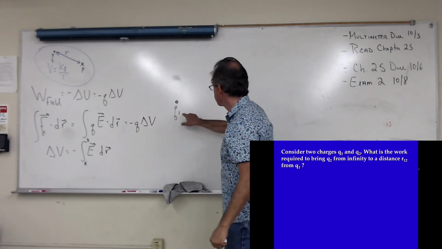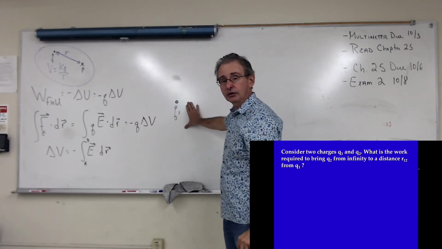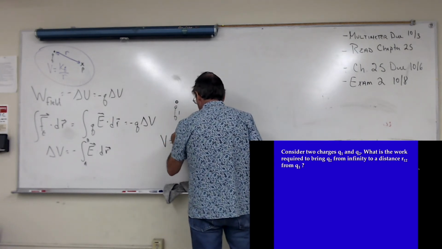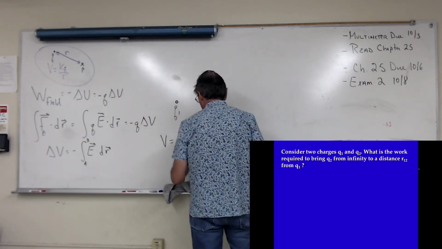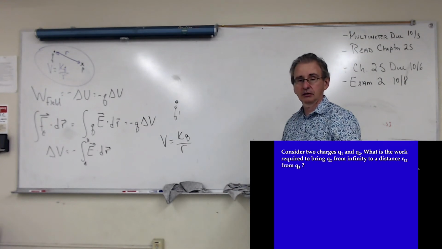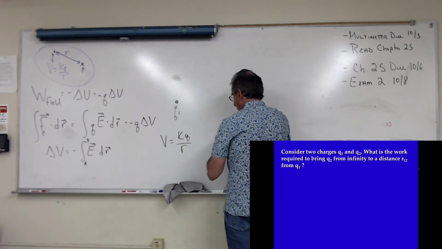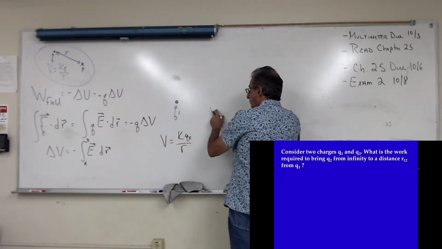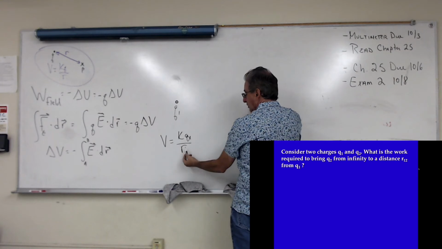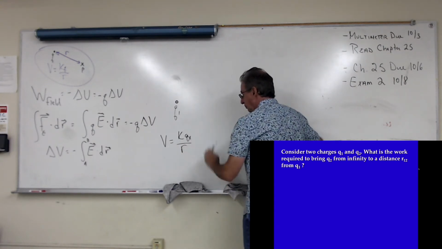Now, when I put this charge here, the potential due to this charge is kQ over r. So if I'm a meter away from this charge, Q1, sorry, then the potential a meter away is going to be k times Q1 divided by 1. If I'm 2 meters away, it's going to be k times Q1 over 2.